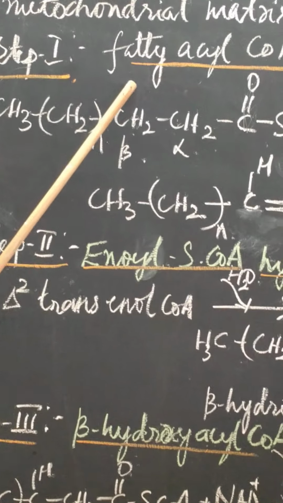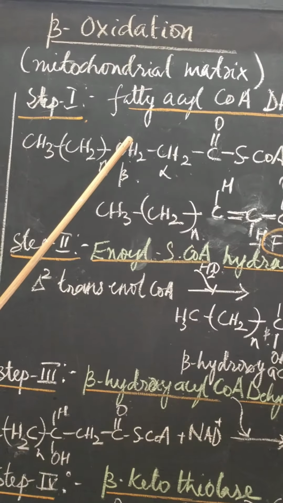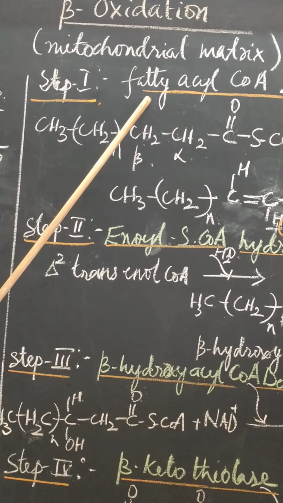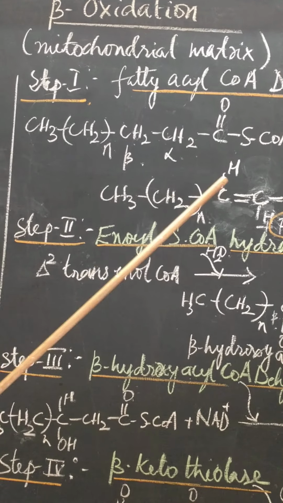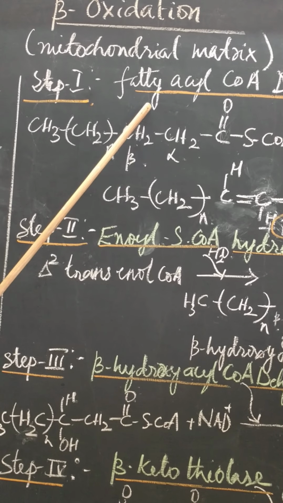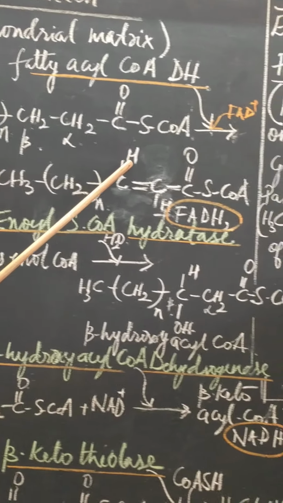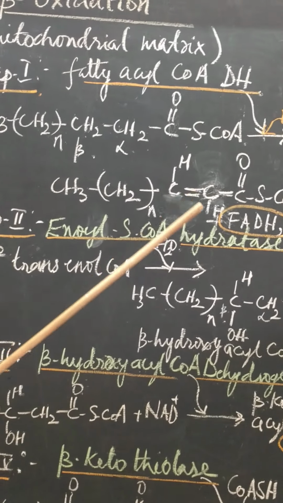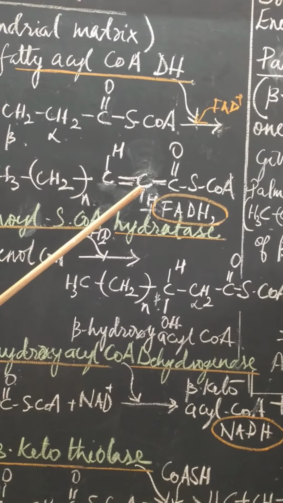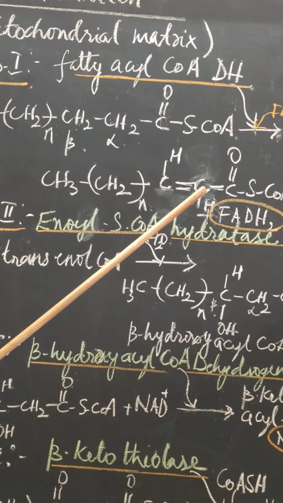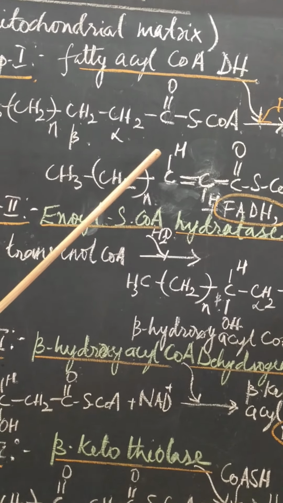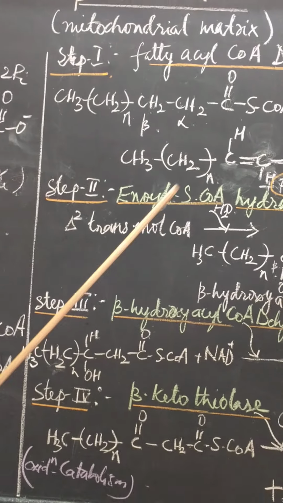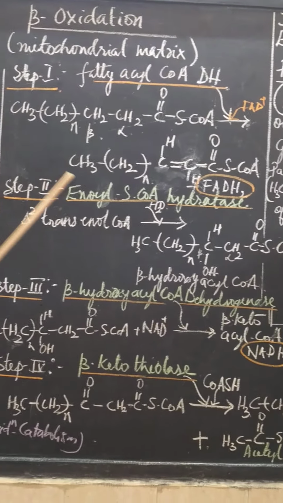The hydrogens are removed to create a trans compound. You can see that one hydrogen from here and one hydrogen from here, between the alpha and beta positions, are removed. So therefore it creates delta 2 trans-enoyl-CoA, that is this molecule.